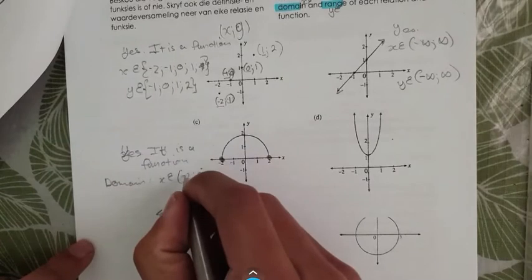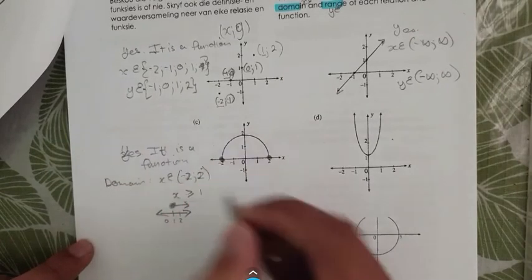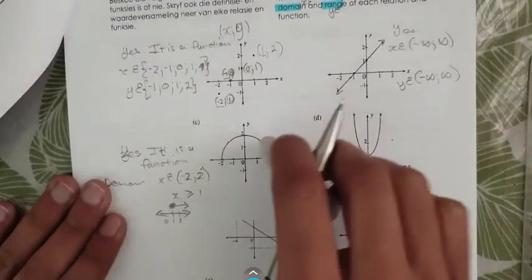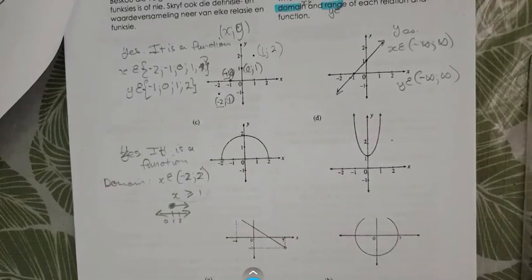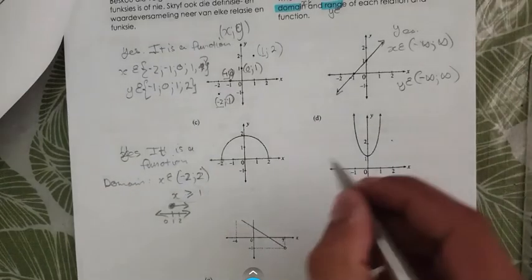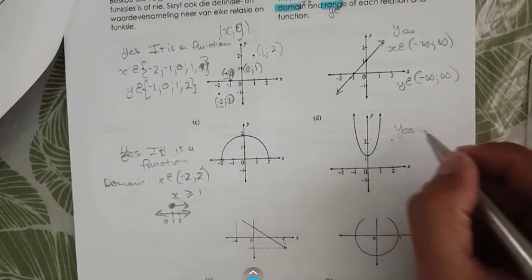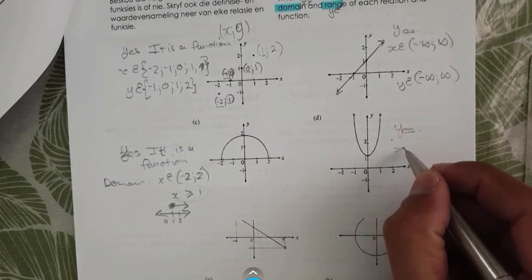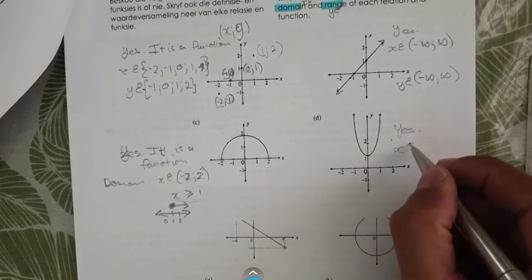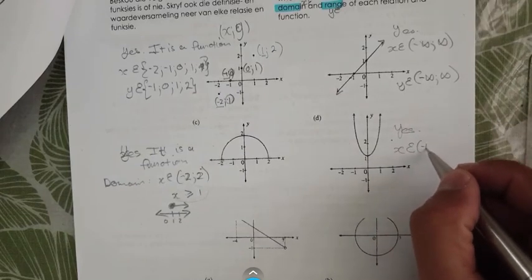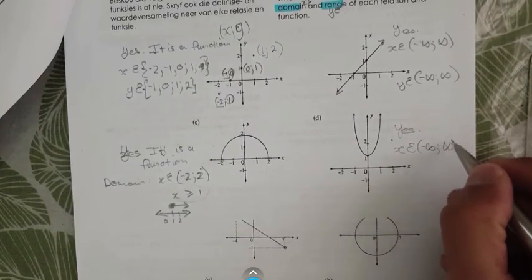Alright, so let's just fix that. That's -2 until +2, because that is, however, not included to me. Alright, so if I go further, is this one a function? I said yes, it is. The domain is x is an element from what? X is an element from -infinity to +infinity.